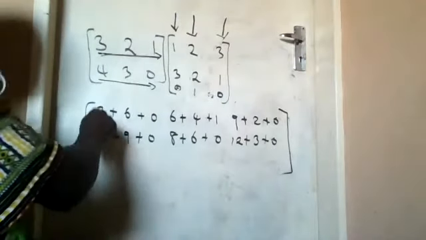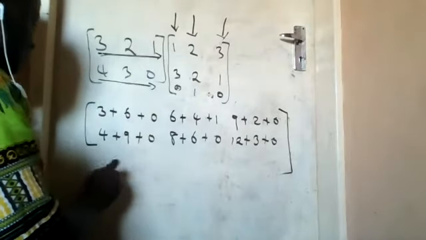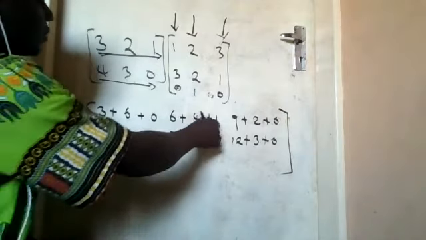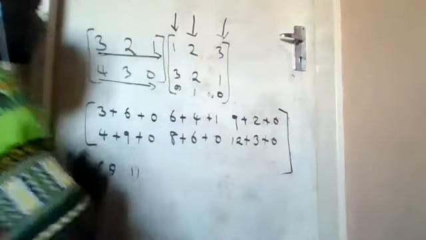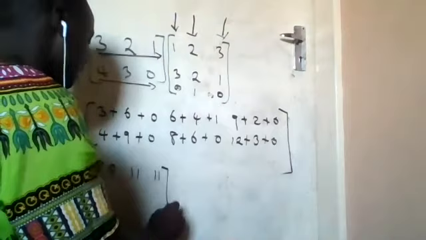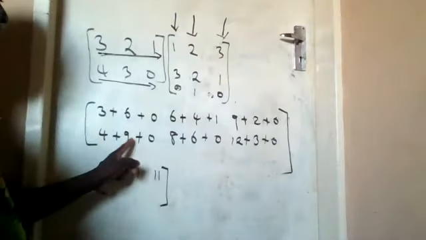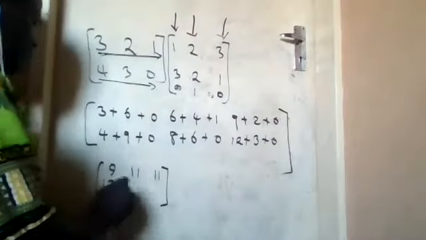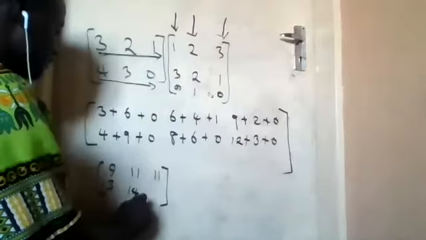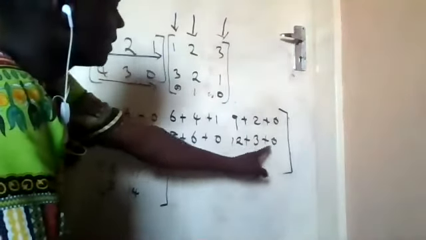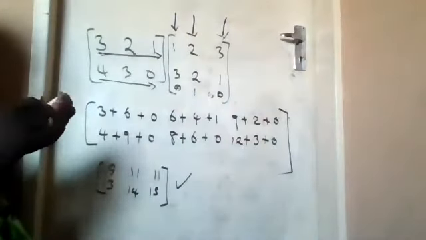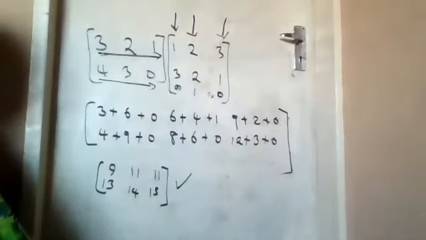Then I add 3 plus 3 plus 0, that is 9. 6 plus 4 plus 1, that is 11. 9 plus 2 plus 0, that is 11. I'm done there. 4 plus 9 plus 0, 13. 8 plus 6 plus 0, that is 14. 12 plus 3 plus 0, that is 15. We are done.